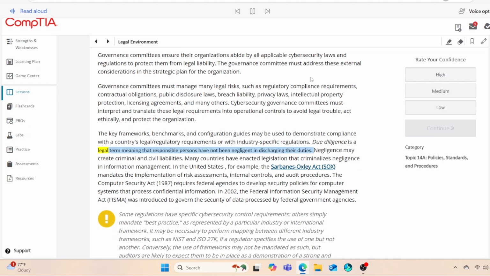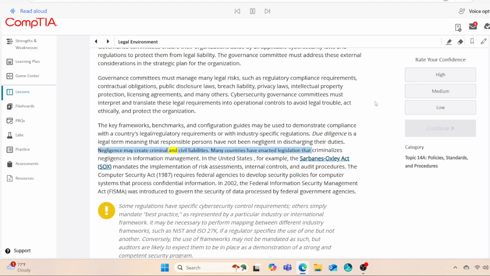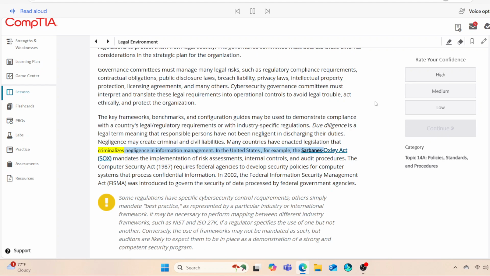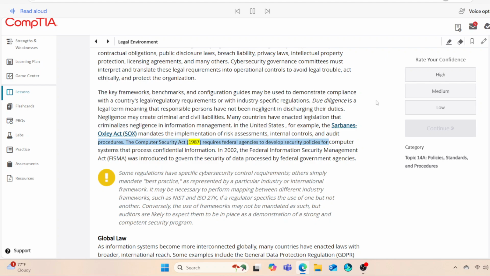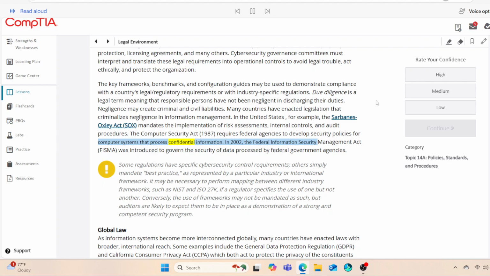Due diligence is a legal term meaning that responsible persons have not been negligent in discharging their duties. Negligence may create criminal and civil liabilities. Many countries have enacted legislation that criminalizes negligence in information management. In the United States, for example, the Sarbanes-Oxley Act, SOX, mandates the implementation of risk assessments, internal controls, and audit procedures. The Computer Security Act, 1987, requires federal agencies to develop security policies for computer systems that process confidential information.